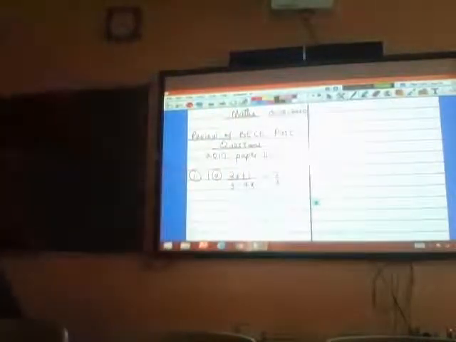To solve an equation means to find the value of your unknown variable. What is your unknown variable there? What's your unknown variable in this equation? Letter x. So to solve this equation means to find the value of letter x that will make the left hand side equal to the right hand side.